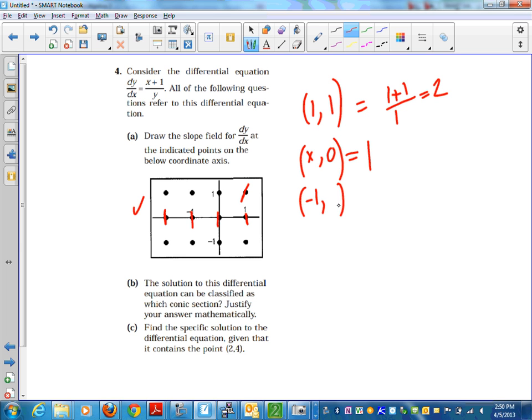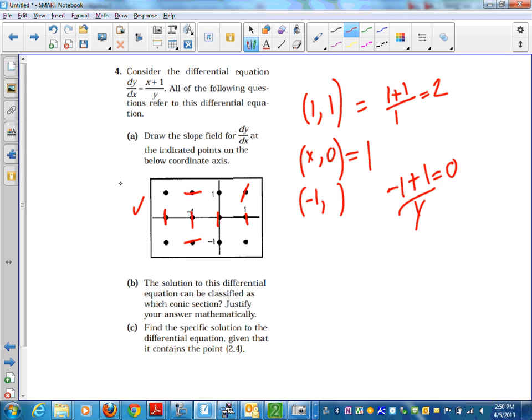And now when x is negative 1, so every time it's negative 1, it doesn't matter what y is, because what happens to the top? You have negative 1 plus 1, so the top would equal 0. So no matter what y is, it's going to be 0, except for that one undefined point. So at negative 1, you're going to be flat here and flat there. Okay, so then we'll just fill out the rest of the chart.